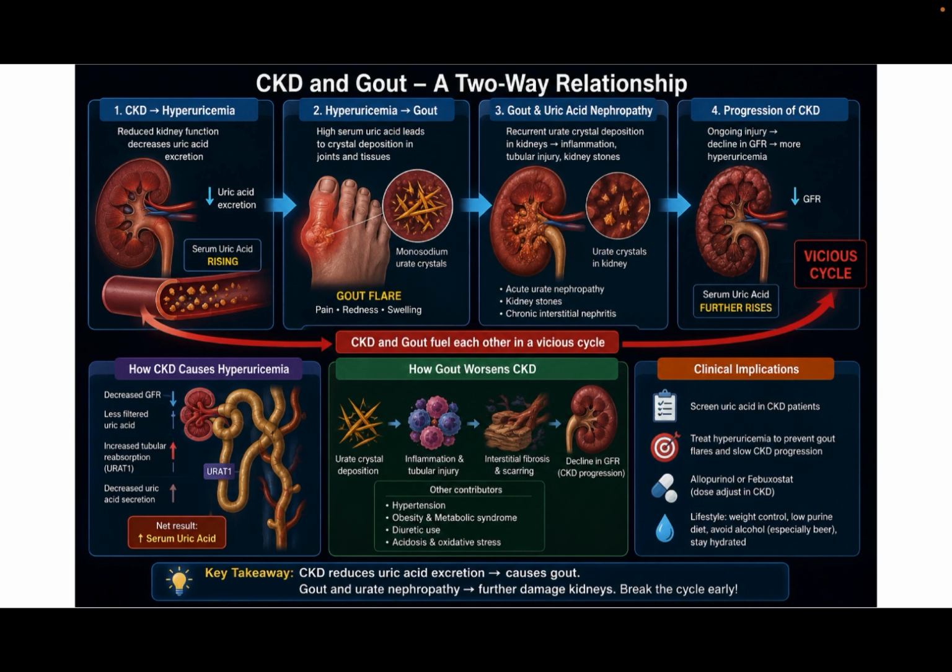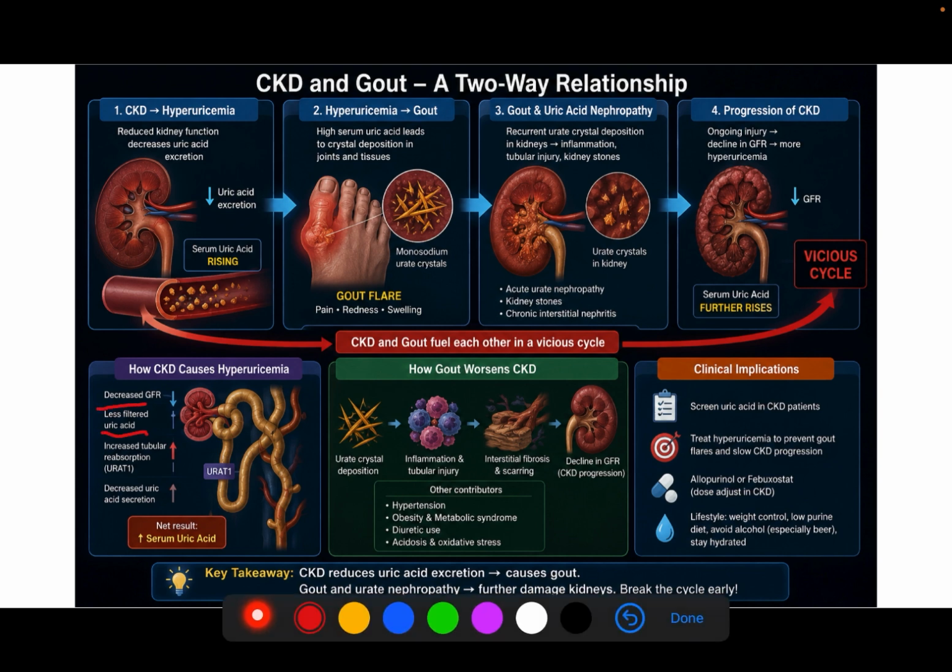What happens in CKD is that renal function declines. That means the GFR decreases drastically. Due to this, there is less filtered uric acid from the body into the kidney, and also there is increased tubular reabsorption through the urate channels in the renal tubules, and thus decreased uric acid secretion from the body, leading to a net increase in serum uric acid level. This increase, also known as hyperuricemia, ultimately can lead to gout.